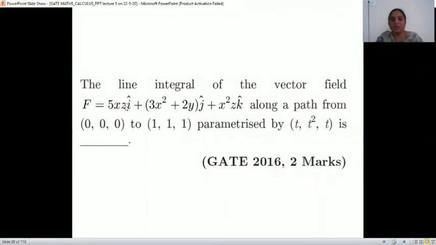Just unmute and tell me the answer. As we are going from 0, 0, 0 to 1, 1, 1, and it is parameterized by t, t square, t, x is t, y is t square, and z is t. So what is that? T is varying from.